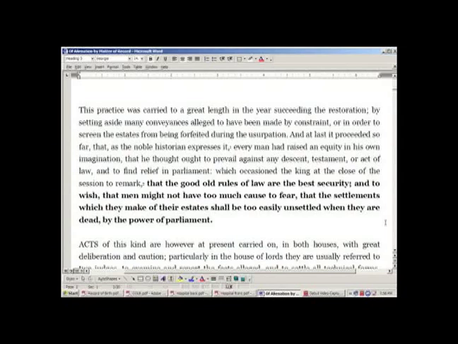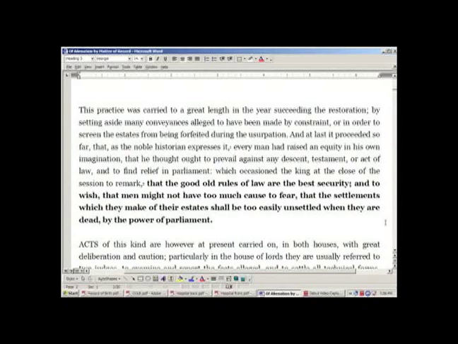And at last, it proceeded so far that, as the noble historian expresses it, every man had raised an equity in his own imagination. It doesn't exist. That he thought ought to prevail against any dissent, testament, or act of law. So they think that they have a system in his own mind that will prevail against all of these.